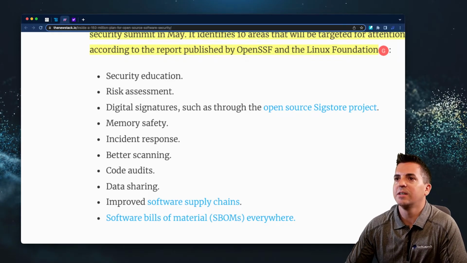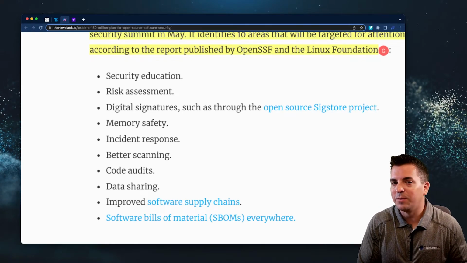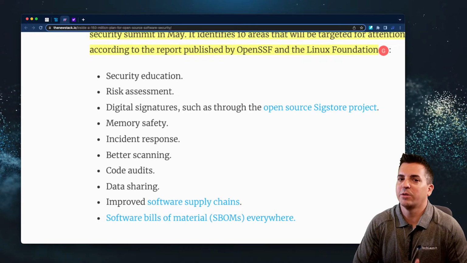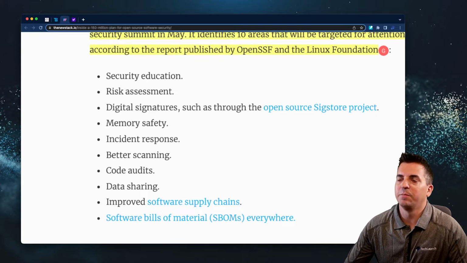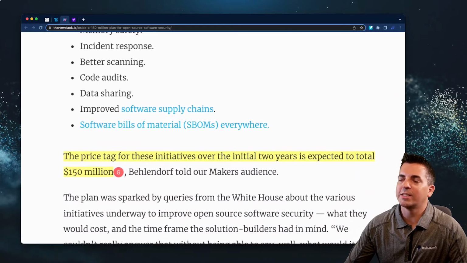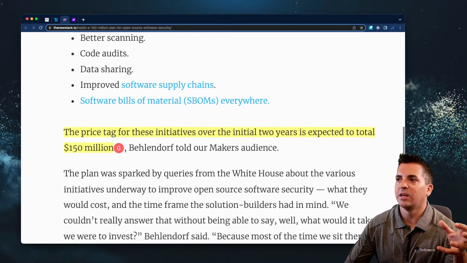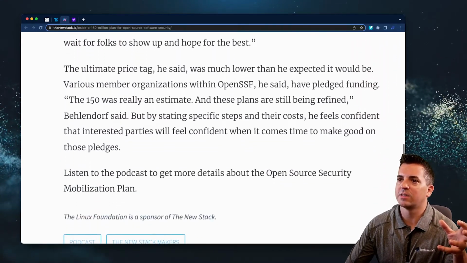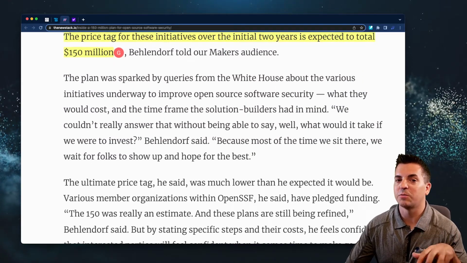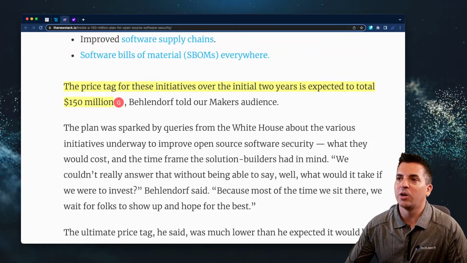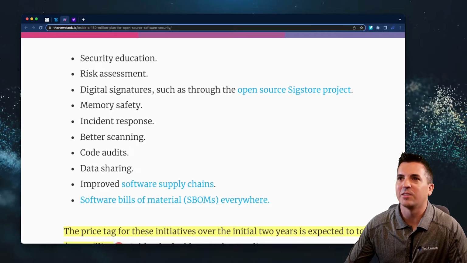So take a look at this and make sure that you're implementing some of these things, if not hopefully all of them. And a lot of times it's a matter of prioritizing these so you can focus on the key areas first, obviously. But ultimately, this kind of price tag for the initiatives of $150 million is just going to get things started. And really, that's kind of the conclusion of this, is that ultimately there is a huge gap in the market with open source software security, and it's going to require ongoing investment, especially in these key areas that you're seeing here. Let's take a look at the last article now.